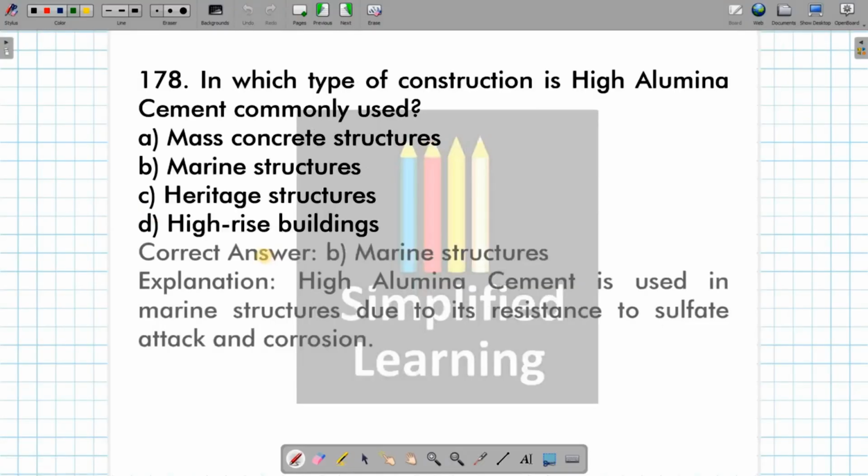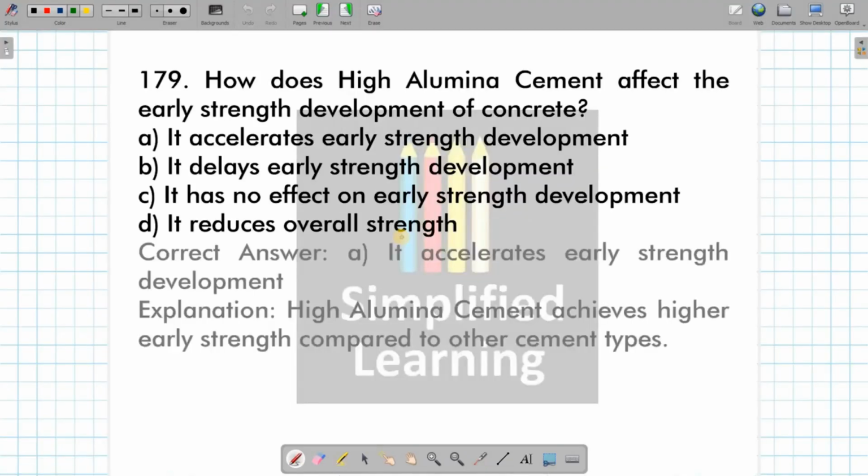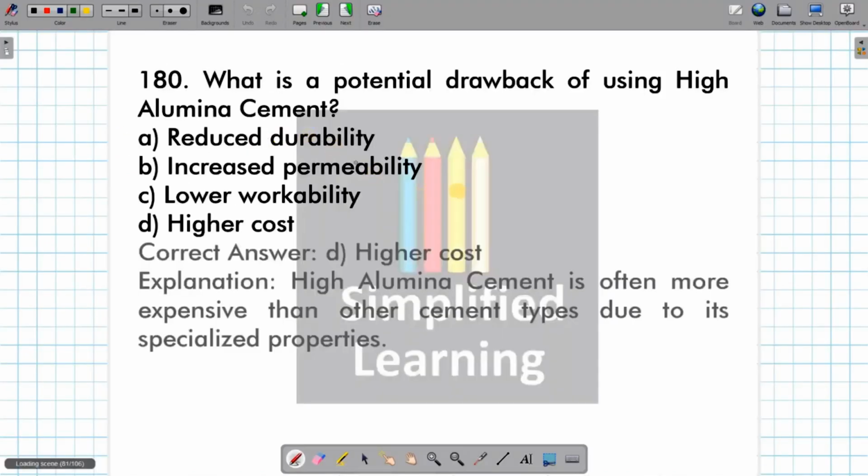And in which type of construction is high alumina cement commonly used? In marine structure, we are going to use the high alumina cement because it offers resistance to sulfate attack as well as corrosion. Then how does high alumina cement affect the early strength development of concrete? It accelerates the early strength development. Then what is the potential drawback of using high alumina cement? The high cost budget.